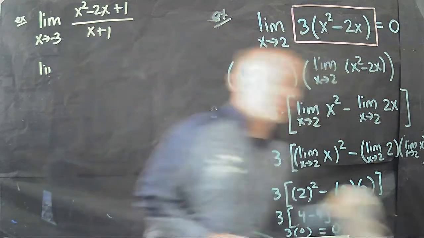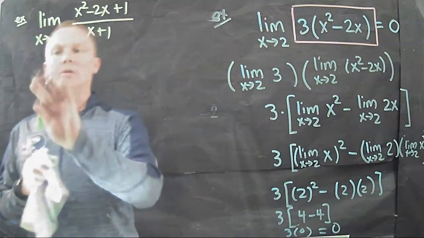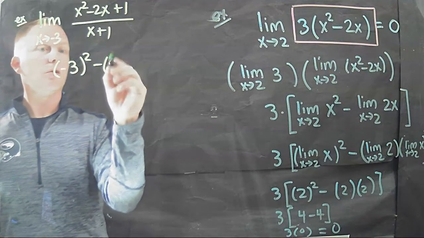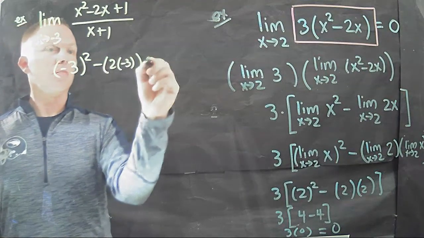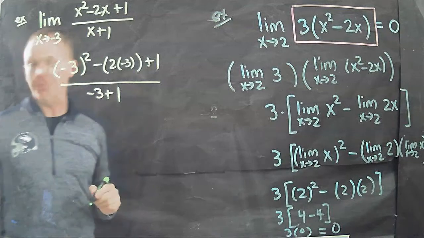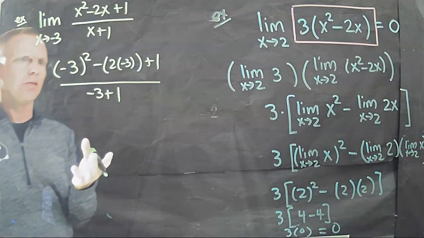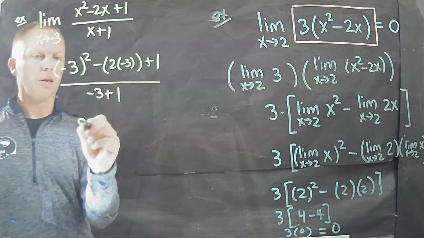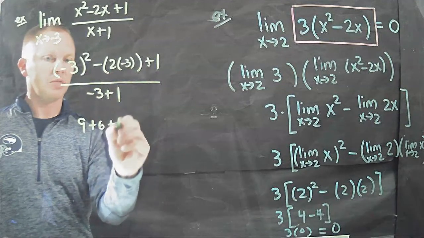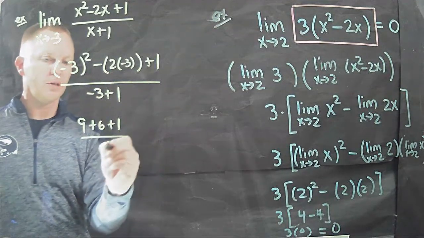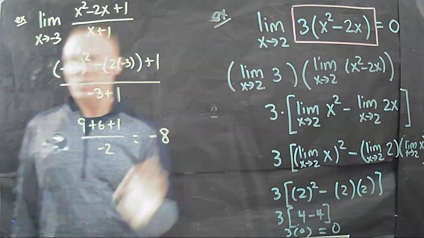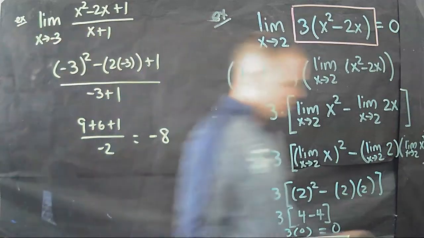Whoops, didn't mean to do that. If I plug in -3 into that, I get -3 squared minus 2 times -3 plus 1 over -3 plus 1. And what happens when I do this arithmetic? I'm going to get 9. That's going to be -6 plus 6, so plus 6 plus 1 over -3 plus 1 is -2. So that's 15, 16 over -2, -8. I think that's the arithmetic there.